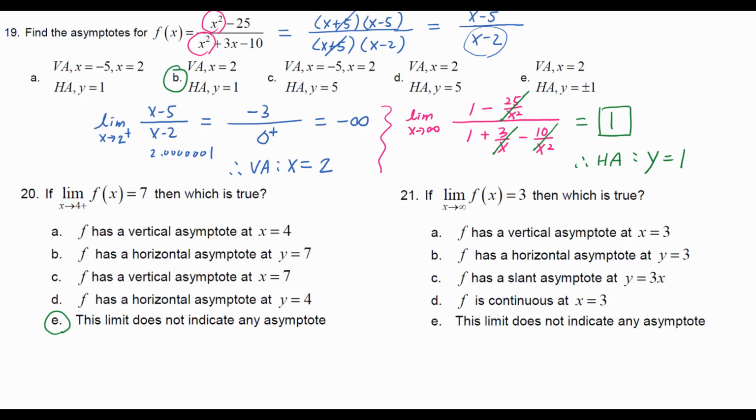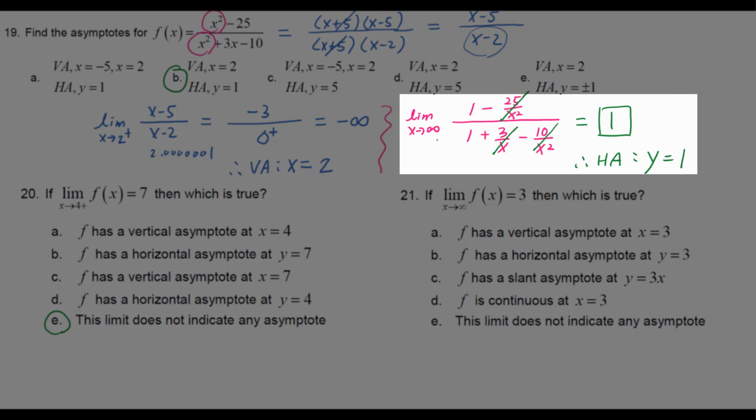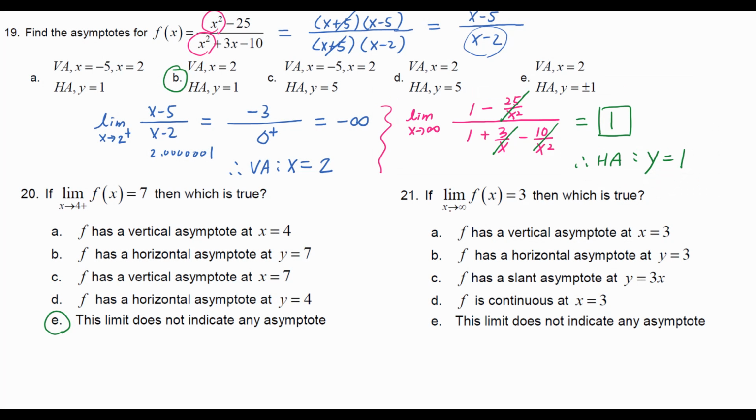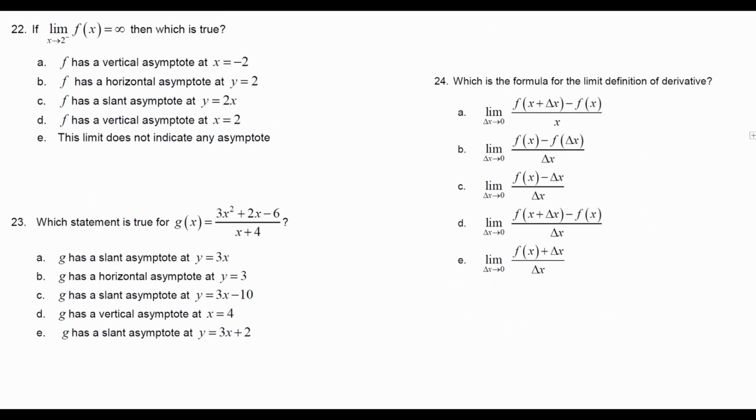Number 21. If the limit as x approaches infinity of f of x equals 3, then which is true? You just saw that if the limit as x approaches infinity of f of x gives you a real number k, then y equals k is a horizontal asymptote. And this is the same situation. We have the limit as x approaches infinity of f of x giving you the real number 3. That means you're going to have a horizontal asymptote at y equals 3. So the answer is B.